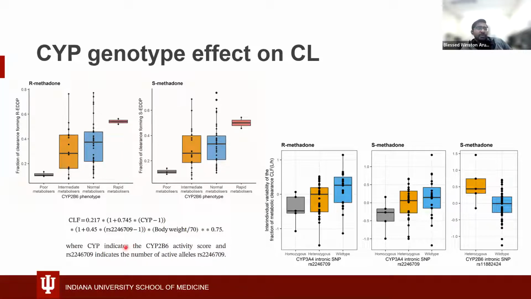And also, we used an intronic SNP of CYP3A4 as a covariate. So this is how the final equation looks, and this is the relationship you see with this SNP 22467009. This is another SNP which showed a very good relationship, but we didn't find many literature references for it. So we did not add this to the final model, but we left this intronic SNP in the final model.